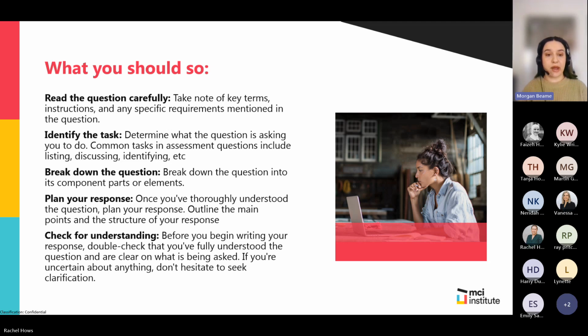They will be more than happy to help you break down the question if that's what you're having trouble with, or just to confirm that, yes, you are on the right track. And yes, that is how you should be looking at that question.